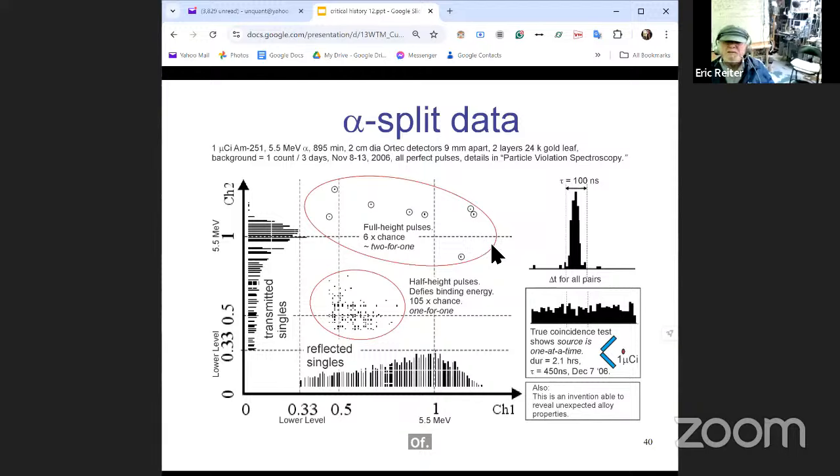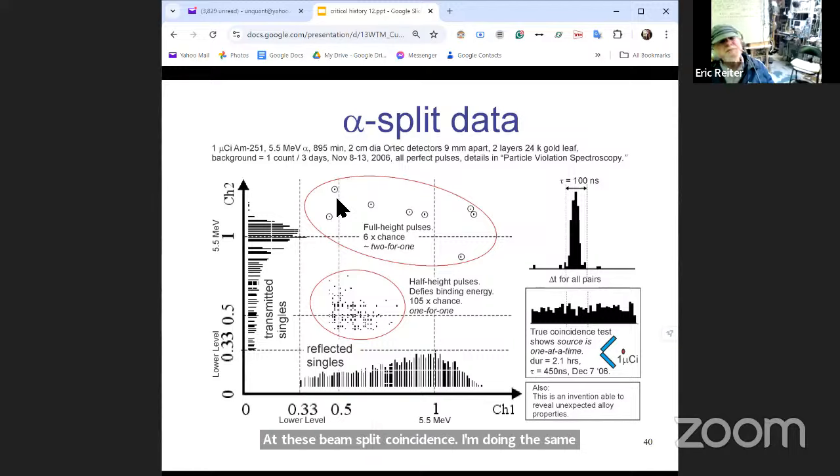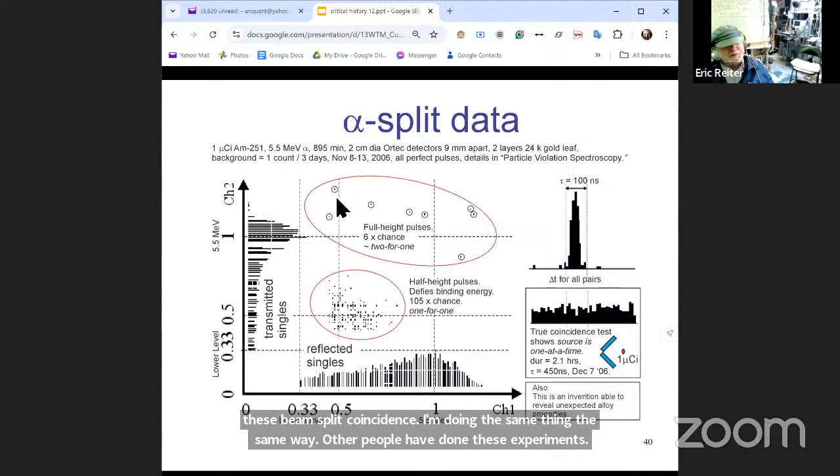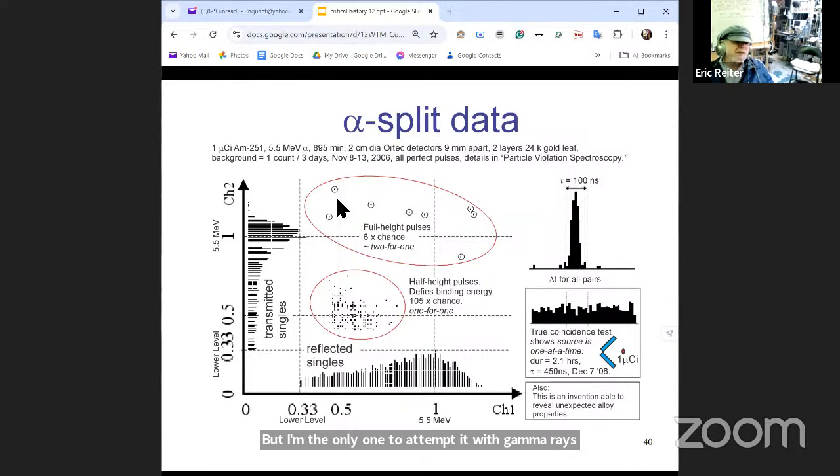So the pulse height and the coincidence rate tells you what's going on. And it ends up being a 2 for 1 kind of result that I'm analyzing in the same way other people looked at these beam split coincidence experiments. I'm doing the same thing the same way other people have done these experiments. But I'm the only one to attempt it with gamma rays and the only one to attempt it with alpha rays, and I get the opposite answer.